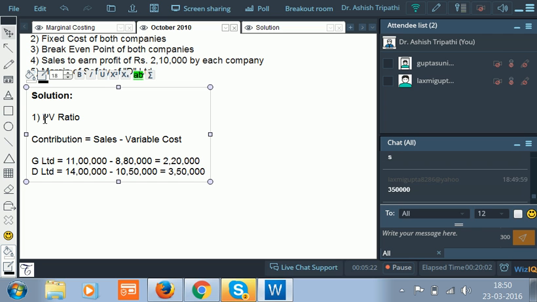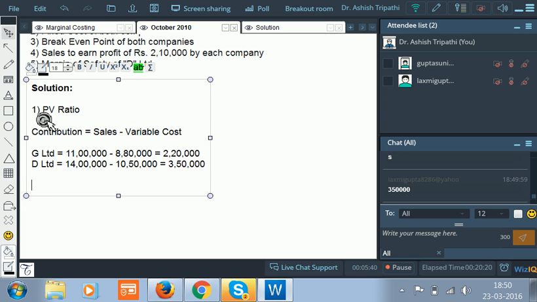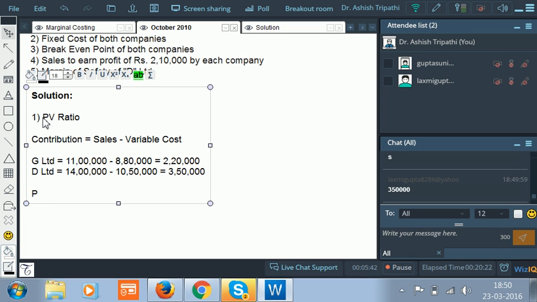Okay, why did we calculate contribution? Because in the formula of PV ratio we have contribution. The formula says contribution upon sales into 100. So we didn't have contribution in the question. That is why we calculated contribution. Now let us calculate PV ratio. You should know the formula for PV ratio. So let us write the formula. PV ratio is equal to contribution upon sales into 100.